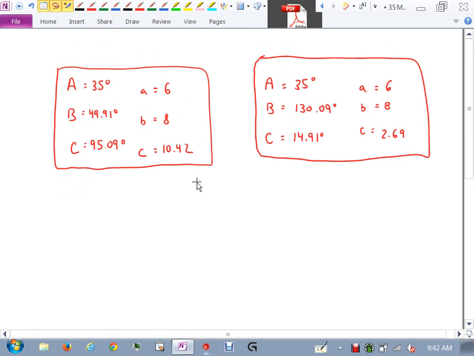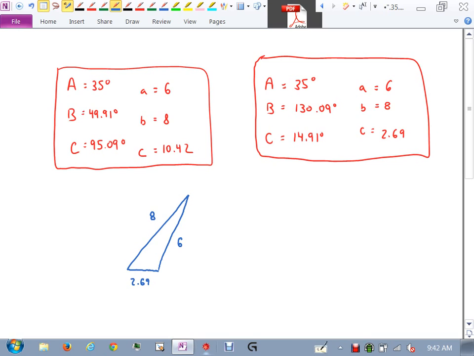Okay, so let me try and draw this. Let's say, draw this side, I call that 8. And then this side over here, I'm going to call this side, this is going to be my C. So I'm going to make it 2.69. And then coming up like this, that will be my 6.